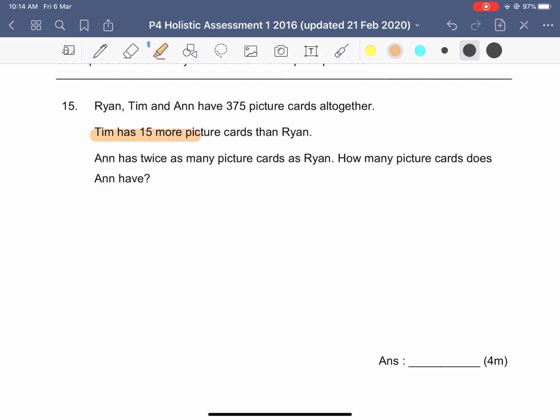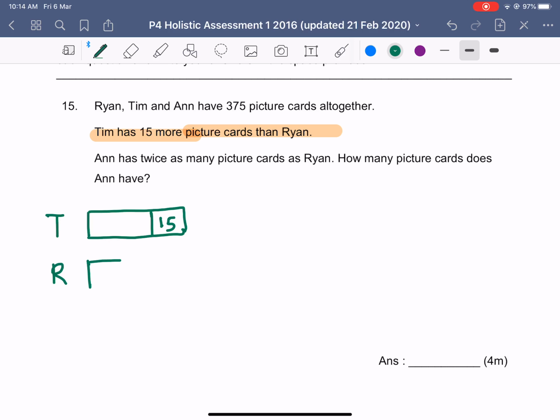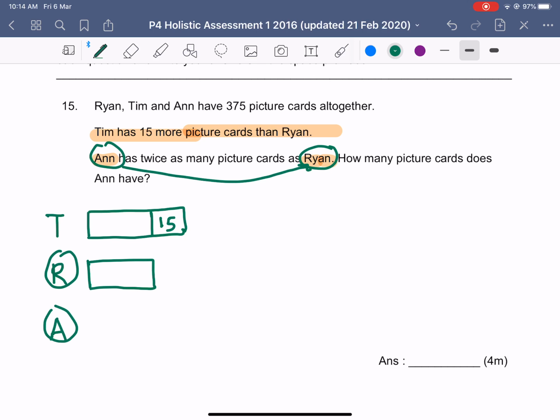So based on this sentence, I'm going to draw something to show that Tim, T, actually has 15 more. So this is a comparison model that's made up of Tim, which is 15 more than Ryan. So that's how a model looks like between Tim and Ryan. Now we go on and look at the third person. Now, at the third person, we are comparing Anne with Ryan. And it seems that Anne has twice as much as Ryan. So I will have a third person called Anne, and I'm comparing Anne with Ryan. So I'm comparing this person with this person. Now, Anne has twice. So that means this person has twice of Ryan. This person will look like Ryan, but twice of it.